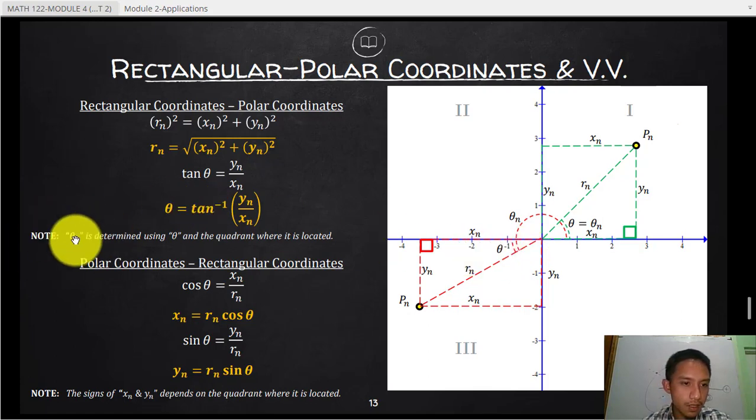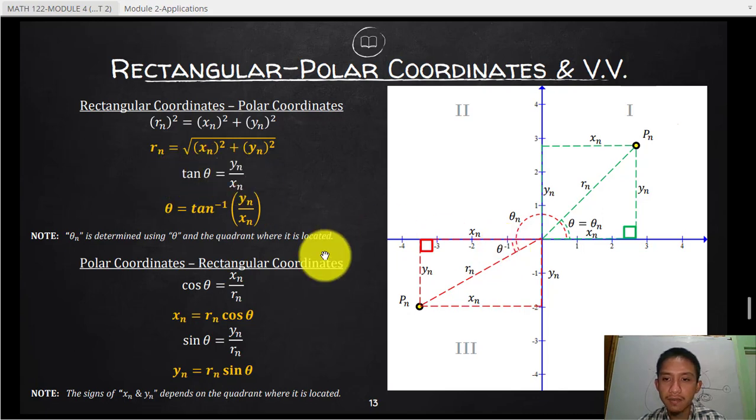So I put here a note that theta n, or your polar coordinate or polar angle, is to be determined using whatever theta we solve with the tangent. Okay, and it depends on whatever quadrant the point is located in. So look here. If your point is here and you know your theta, you can solve that one. The theta is solvable by your tangent here.